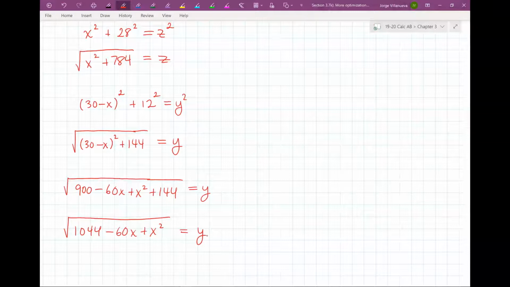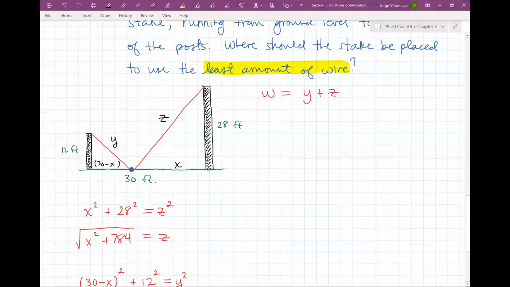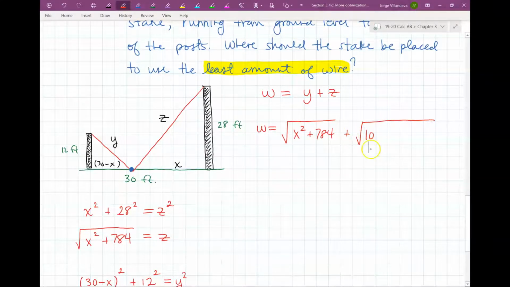So far, are we okay? I'm just trying to create equations to relate these things together. That's what I mean. This is still like related rates. We're just not moving anything, right? Nothing is in motion. So let's go back to w. W will be the square root of x squared plus 784 plus the square root of x squared, let me put the x squared first, minus 60x plus 1044.